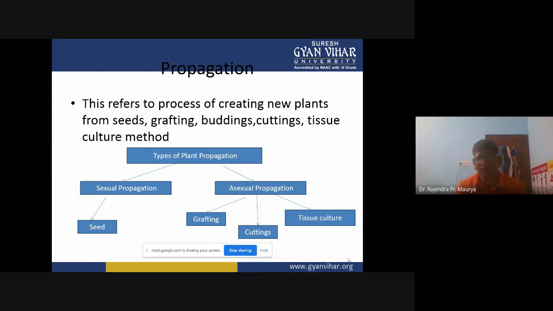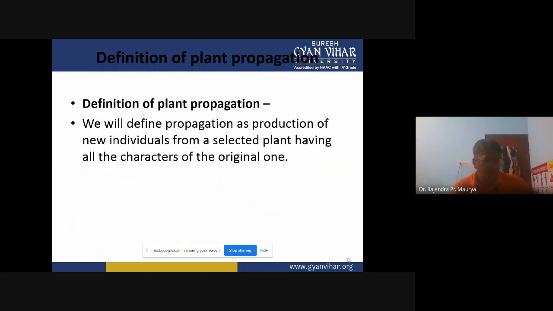In this one, we can propagate by cuttings, by layerings, specialized vegetative structures, and also by grafting and budding. And one more method is micropropagation, which is also known as plant tissue culture. These days, plant tissue culture or micropropagation is getting popular to multiply plants by vegetative means.